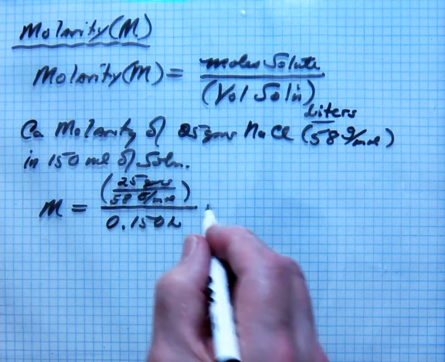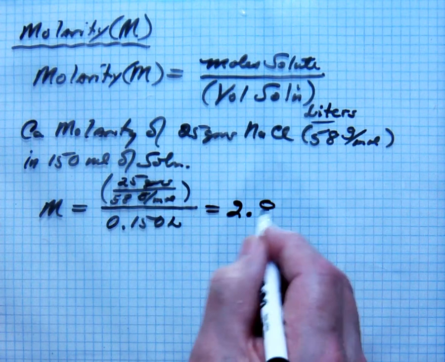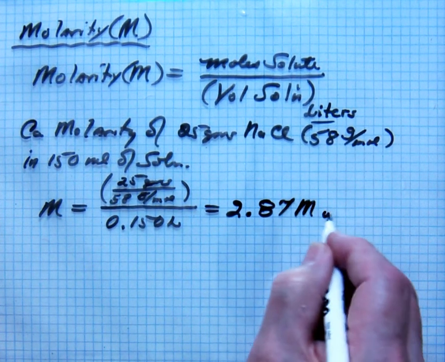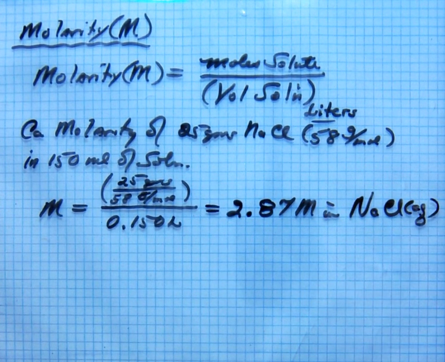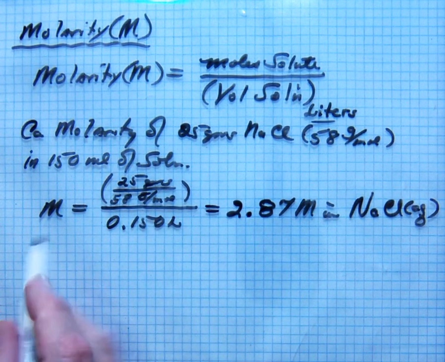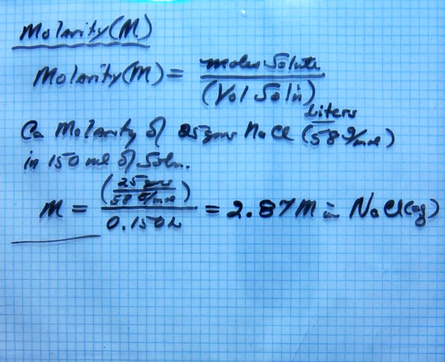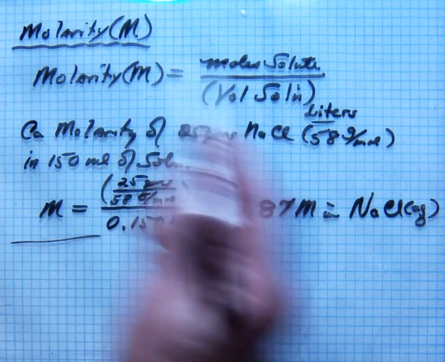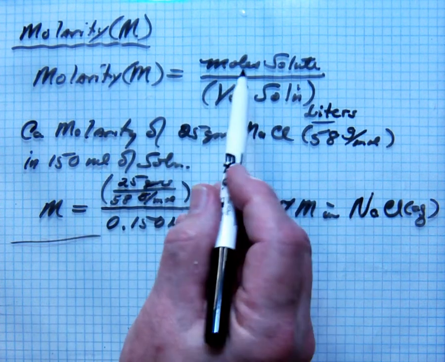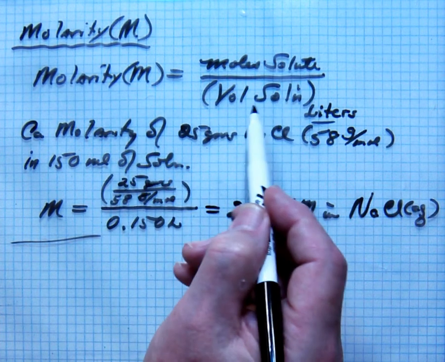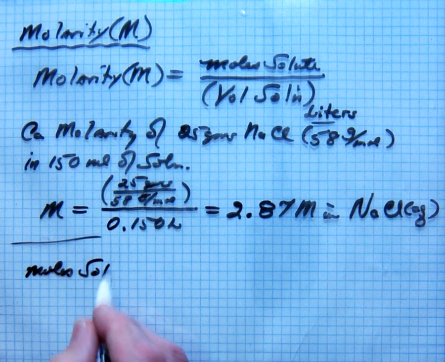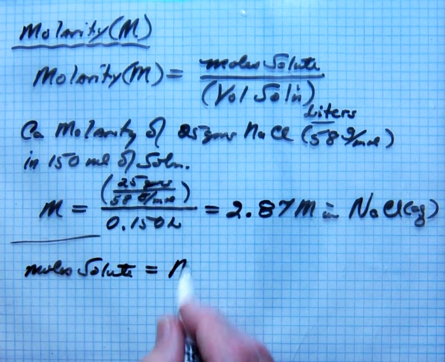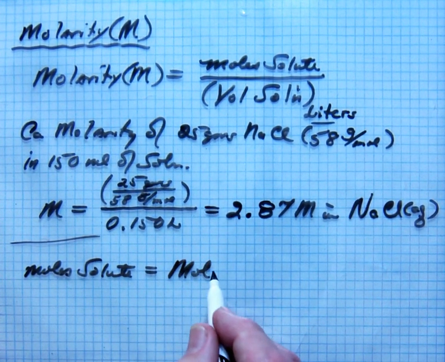And so this is a 2.87 molar NaCl aqueous solution. Now, in calculations we did a while back, I'm just going to strike a nerve here. Remember that from this relationship, we can calculate moles by multiplying both sides by volume in liters, and that moles of solute will equal molarity times volume in liters.